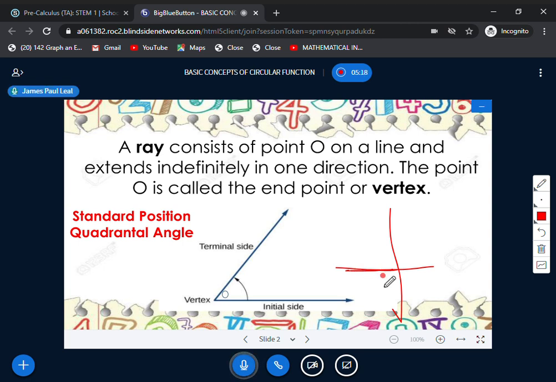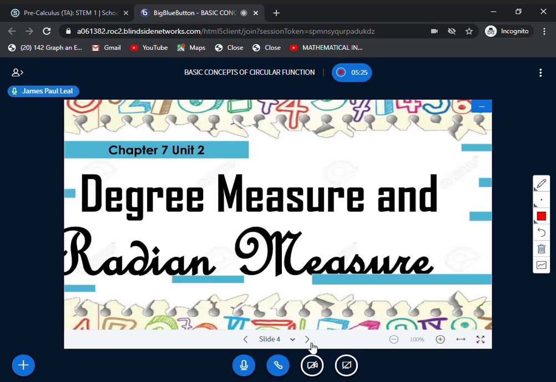Otherwise, the angle is in the same quadrant as its terminal side as well. Okay? So now let's proceed here. So the degree measure and radian measure. I know you are all familiar with degree and radian. Okay, so let's define that one.